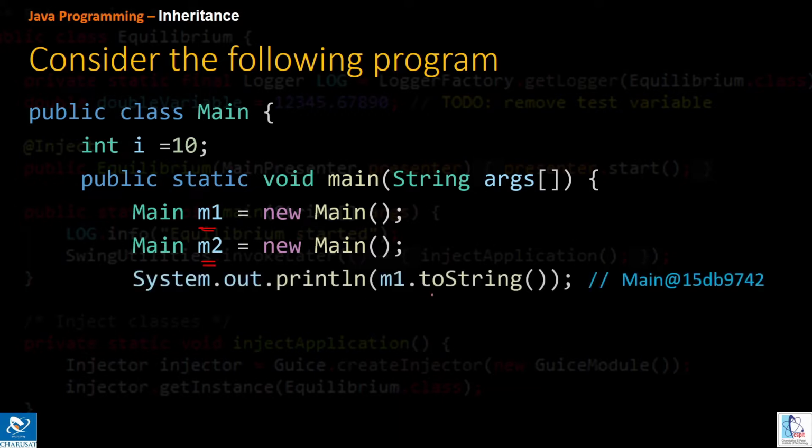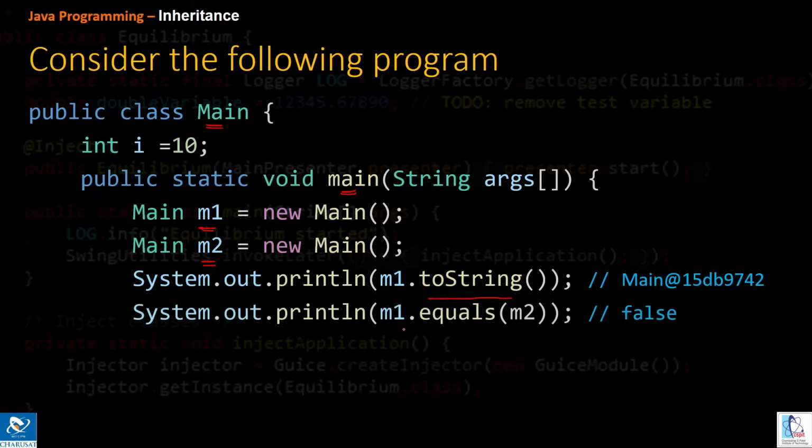Then we are calling a toString method. Surprisingly, there is no method declared inside this Main class. We have just one method, the main method. But we are calling the toString method with the help of the m1 reference. Similarly, with the m1 reference we are calling the equals method, and we are trying to compare the reference variables m1 and m2. That's it, the class definition is over.